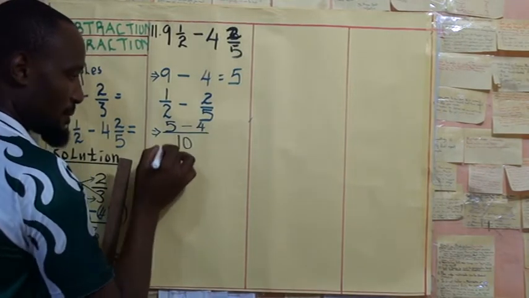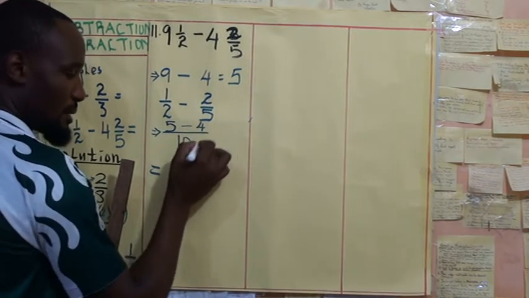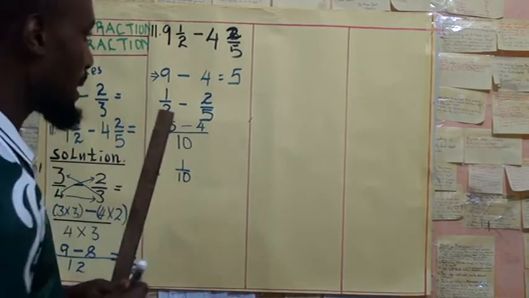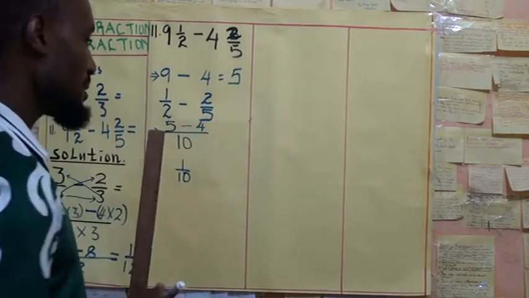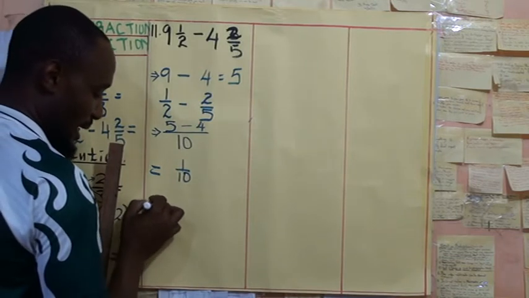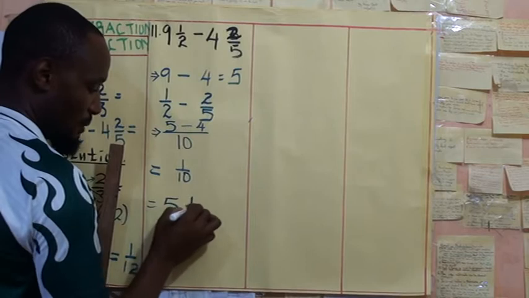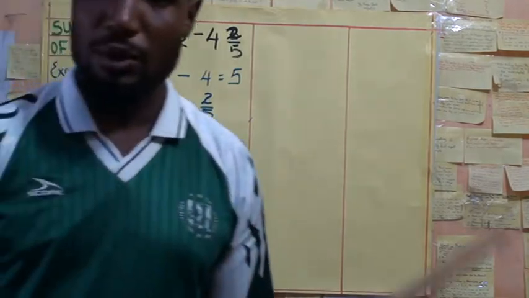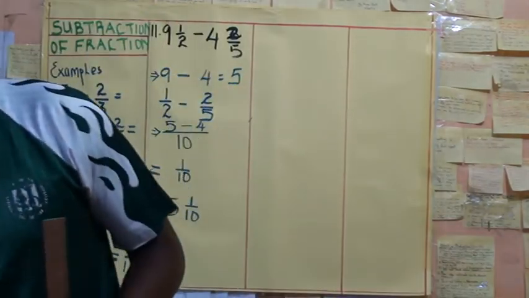What will you get now? You're going to get 1 over 10. But now, because we have a whole number here and a fraction, we combine them to make one simple fraction, which is going to be 5 as a whole number, 1 over 10. That is our subtraction. That's what you are to do to solve the question.